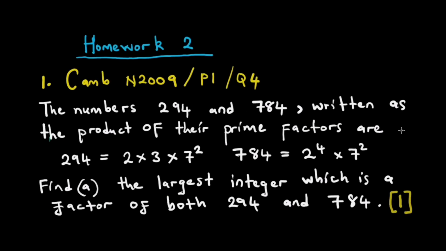common multiple. The numbers 294 and 784, written as the product of their prime factors, are 294 is equal to 2 times 3 times 7 squared. 784 is equal to 2 to the power 4 times 7 squared. Find part A, the largest integer, which is a factor of both 294 and 784. Saka ndiyo question number 1, and as we can see, ine 1 mark.